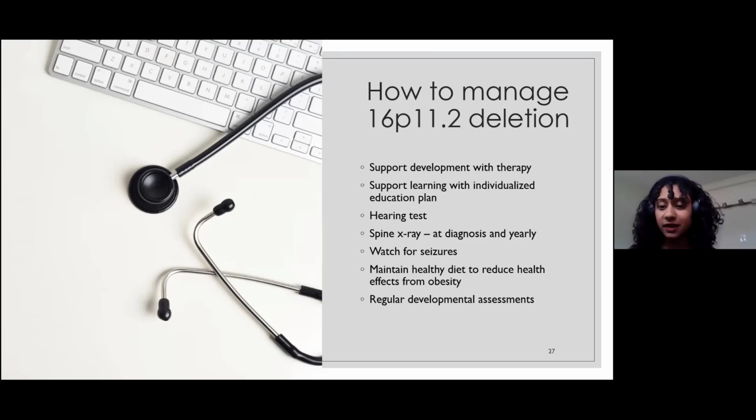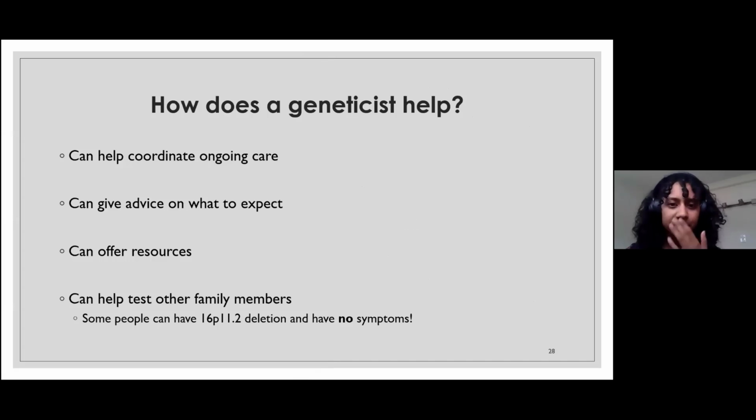And then we do regular developmental assessments, just like with all the other syndromes we talked about. And I didn't mention long-term care here because most of it is with the learning and the development, and there's not severe health effects later on in life in terms of physical health. So again, how does the geneticist help? Helping with coordinating ongoing care, just like all the other syndromes, giving advice on what to expect, offering resources, and in this case, we do want to test other family members because there are people who can have 16p11.2 deletion and have no symptoms at all or have minor symptoms. And so there's certainly a possibility that you can inherit it from a parent who doesn't realize they have it.